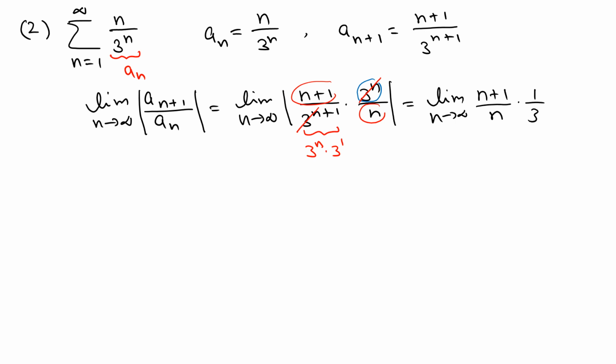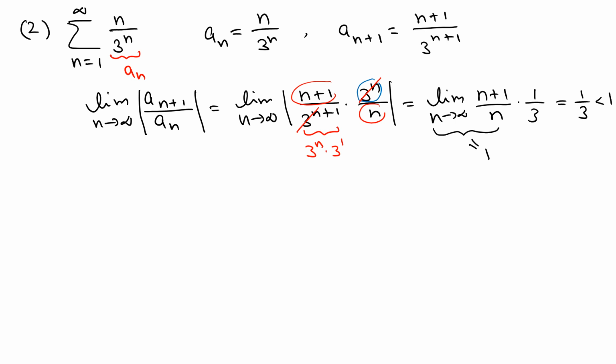Now what else can happen is, you know that 1/3 is a constant. This limit when n goes to infinity, n plus 1 and n behave exactly the same, because they have the same degree. So that means this limit is simply equal to 1. So you simply end up getting 1/3 here. So that's what you get, 1/3, which is less than 1.